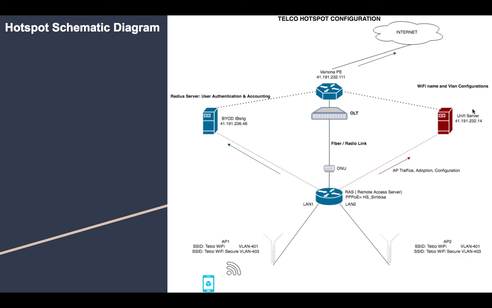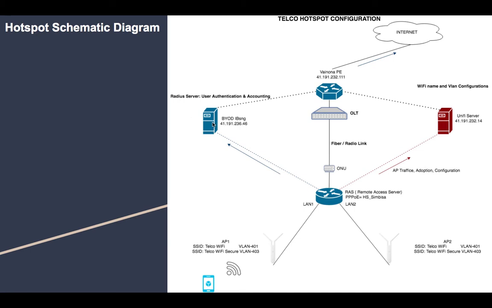So this Unify server's main purpose is to monitor the access points. The second thing is to be able to configure the access points. The SSIDs for the access points are configured in this particular server. You can log into the server and check each and every site that we have in the server. There's a site called telco Wi-Fi, and under that you'll be able to see all the access points and their locations in that particular Unify server, right? So mainly it's for AP traffic adoption and configuration. That's what this server is about.